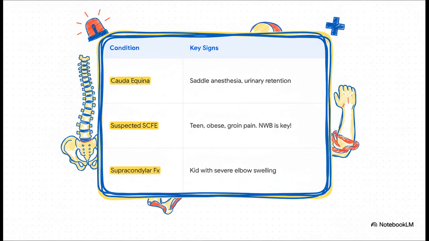Now for kids, 2 big ones you'll see on boards. First, a suspected SCFE. Think overweight teen with groin or knee pain. The absolute most important first step is making them non-weight bearing, period. And second, a nasty elbow fracture, the displaced supracondylar humerus fracture. These have a super high risk of nerve and artery damage.